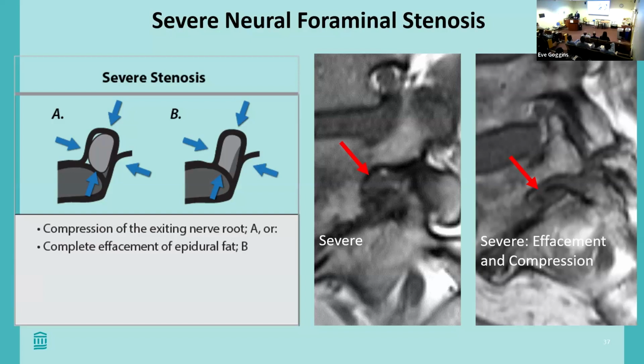So none of this applies directly to the cervical spine. Also, the cervical spine, you don't have cauda equina. It's just the cord. So everything here, just lumbar. But great question, thank you.